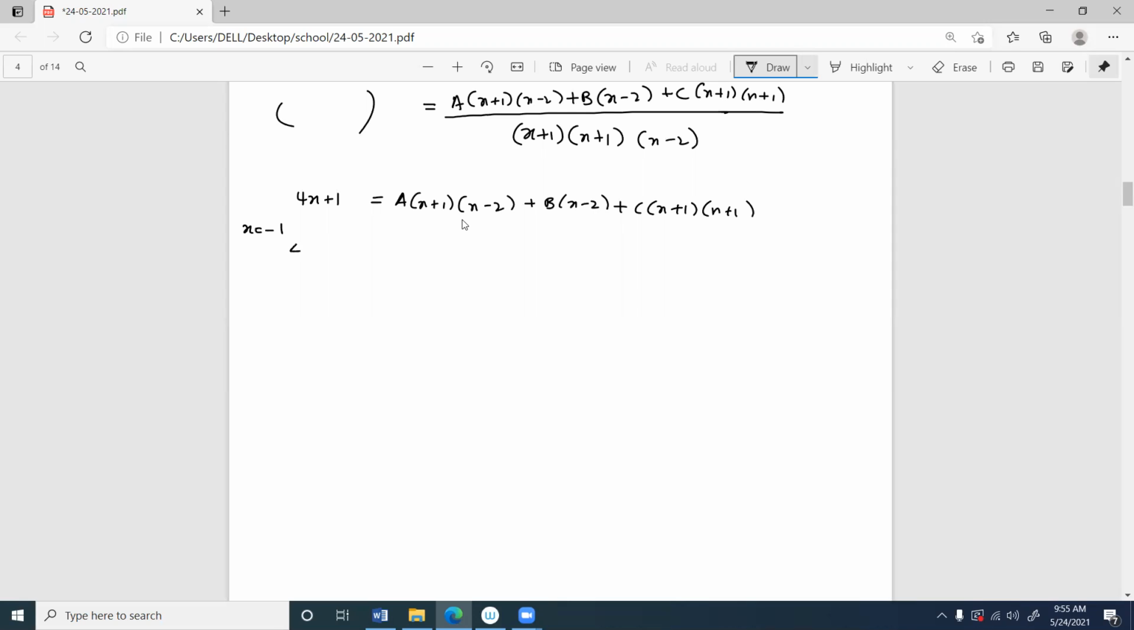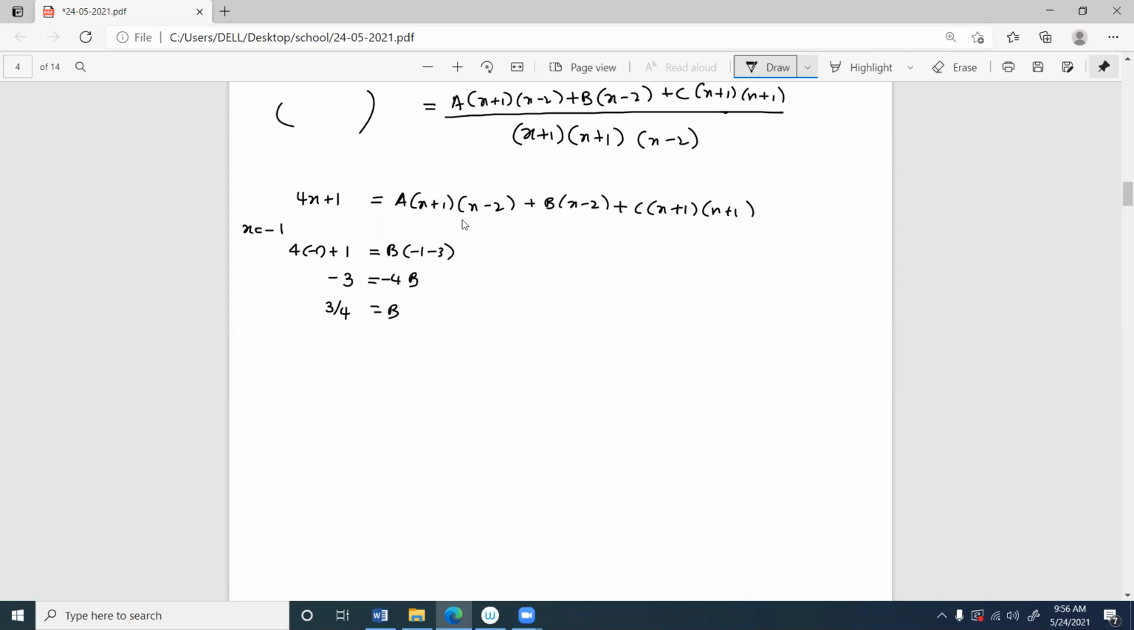Then what do you get? 4 times minus 1 plus 1. If I put minus 1, this term becomes 0, and this term also becomes 0. So we can write B times minus 1 minus 3. Minus 4 plus 1 is minus 3, which equals minus 4B. Therefore, B becomes 3 over 4.